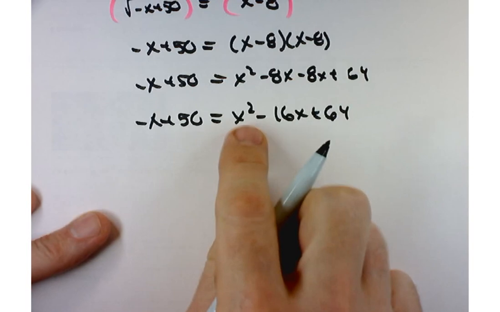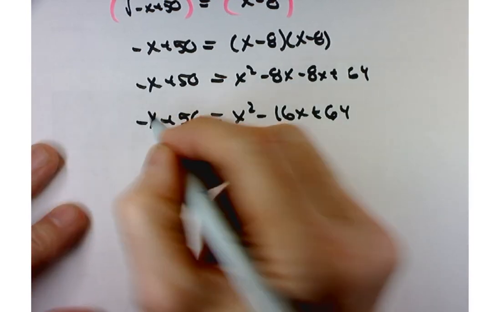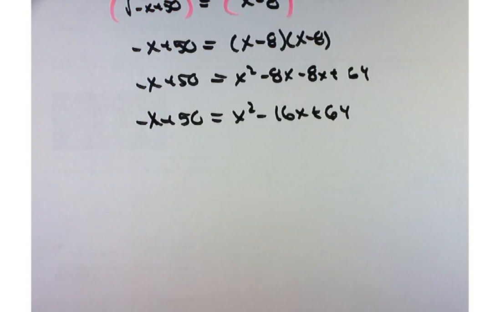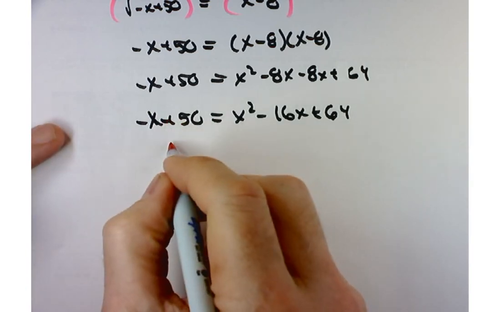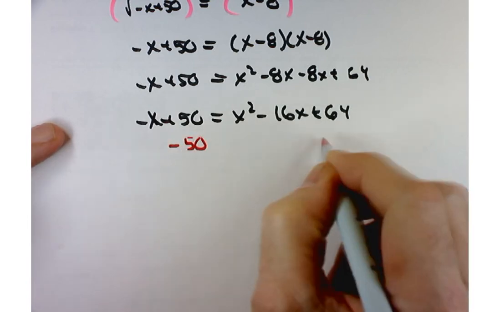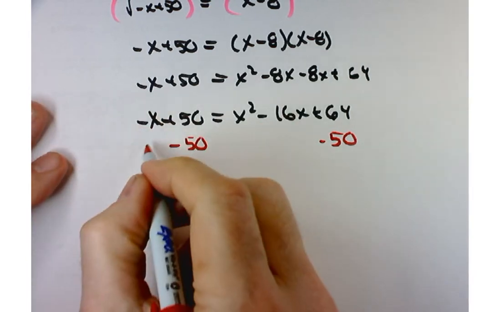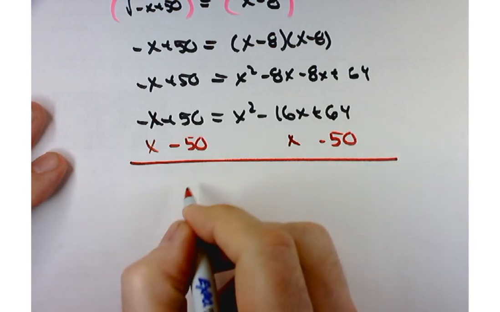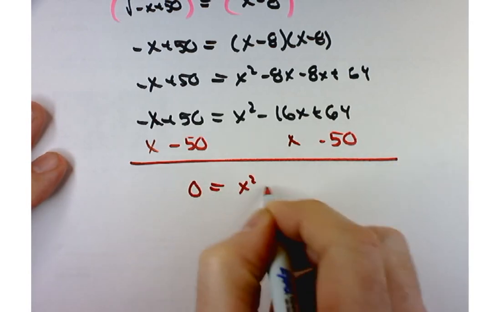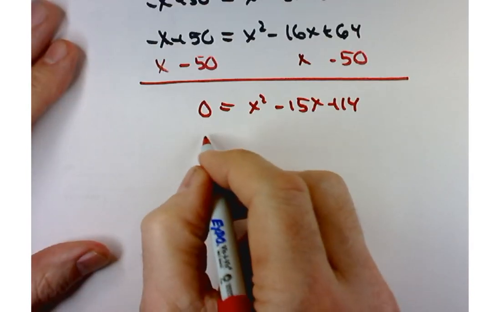Now, because I've got a positive square term on the right-hand side, I think I'm going to move everything to that right-hand side. So that means getting rid of, say, the 50. The opposite of adding 50 is to subtract 50. So subtract 50 from both sides. And the opposite of negative x would be positive x. So I get 0 equals x squared minus 15x plus 14. And that factors.